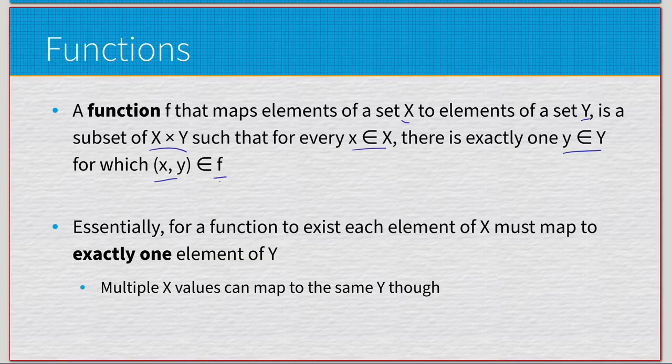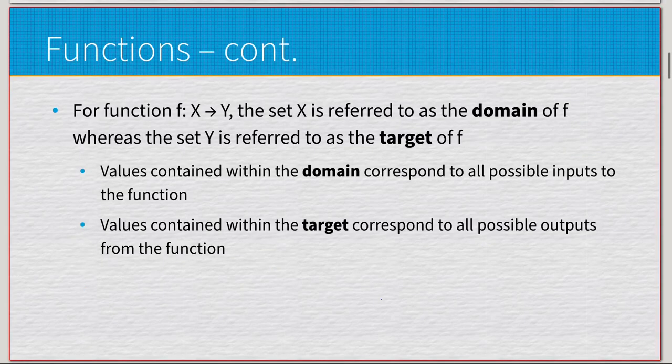So essentially, if we want a function to exist, at least in this case a well-defined function, more on that later, then every element of x must map to exactly one element of y. Multiple x values can map to the same y though, which is perfectly fine. I'll explain that in a bit once we get to more details, but I digress. So, function f maps x to y.